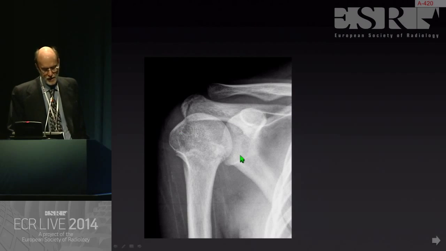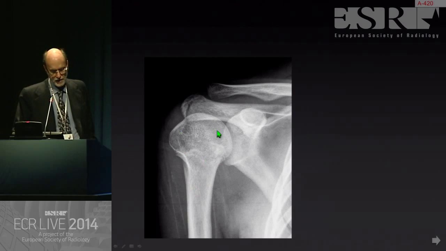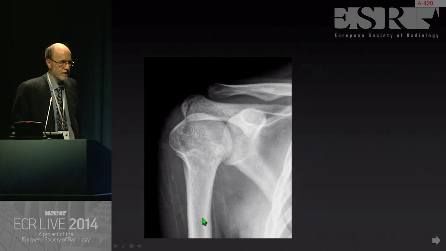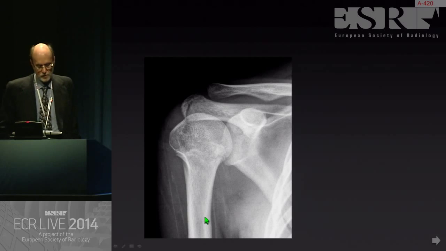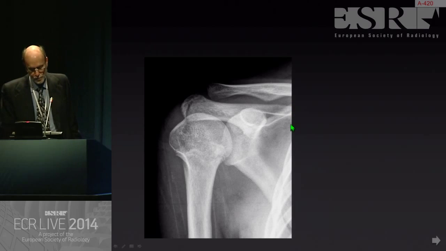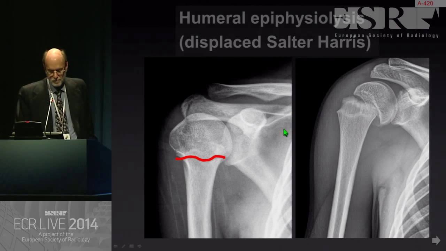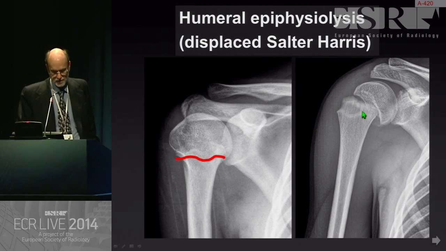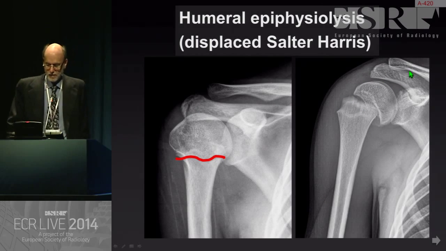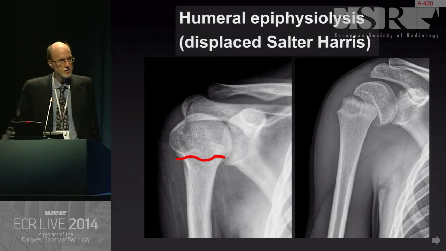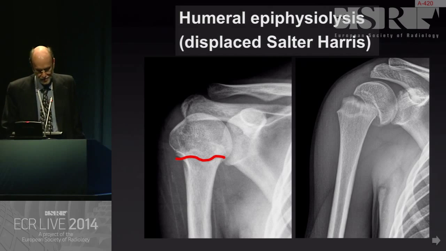Here we see a funny-looking aspect of the neck of the humerus. So this is kind of unusual, and we can see a line overlying this area. So if it's possible, we have to take two projections. And of course, it was a displaced Salter-Harris fracture. So this is a case provided to me by Dr. Gloria del Pozo. Thank you.